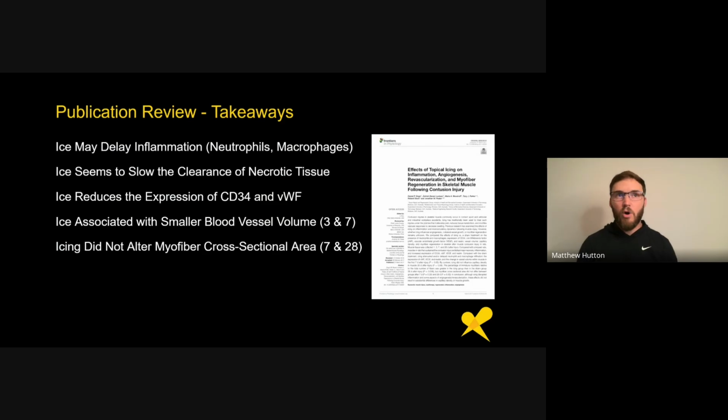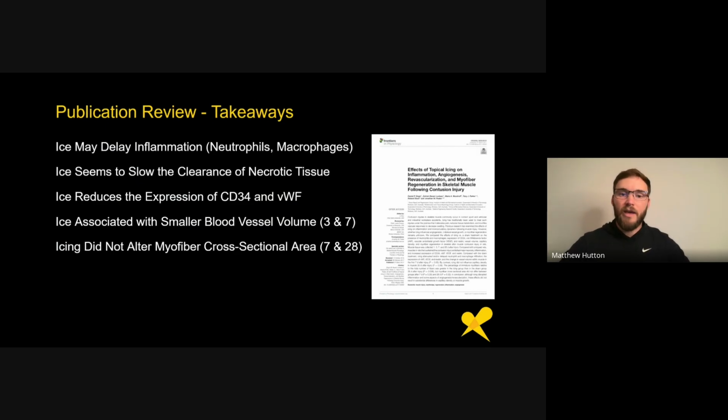These are smaller inflammatory, I guess, if you want to call them that, basically like cells or variables in the healing process. And so the presence of these things are said to basically represent angiogenesis and the healing of the vascular tissues. The ice was associated with smaller blood vessel volume at 3 and 7 days, but it wasn't at 28. And then icing did not alter myofiber cross-sectional area at 7 days or at 28 days.